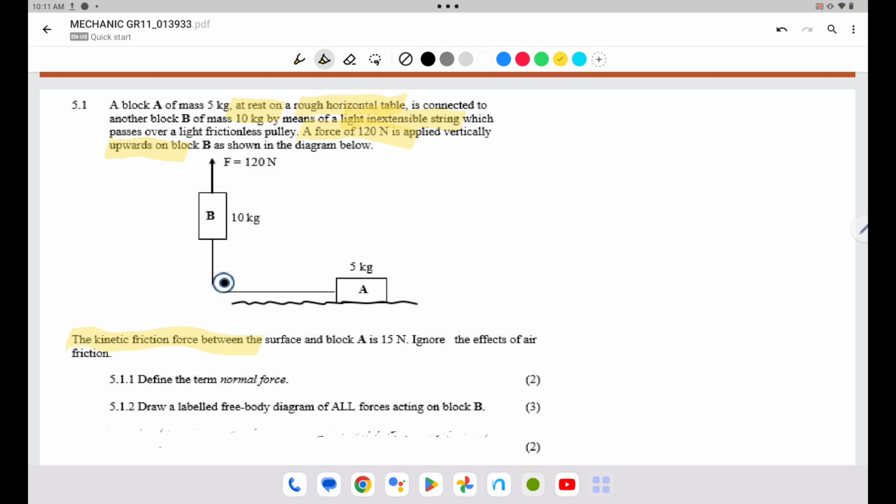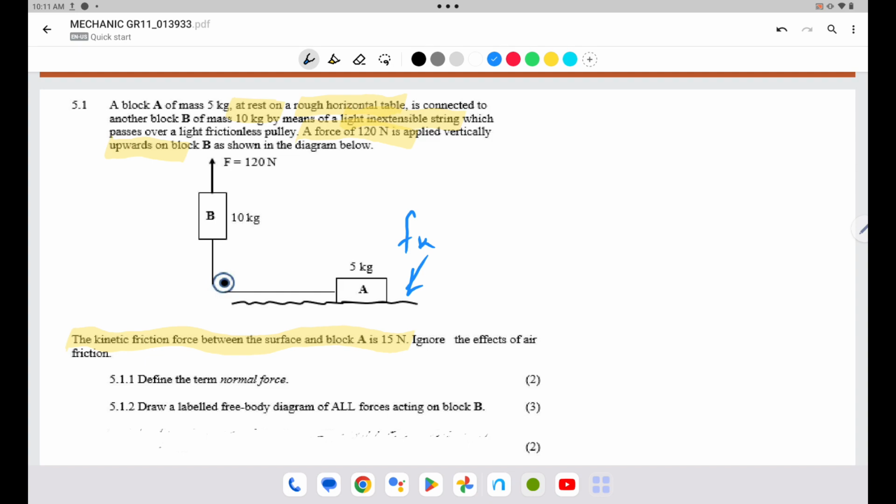Remember, for us to have kinetic frictional force, we must have a surface. So the kinetic frictional force is acting on this block because it's on a surface, just in case you missed that. The kinetic frictional force between the surface and block A is 15 Newton, so we are given Fk. What is Fk by definition?